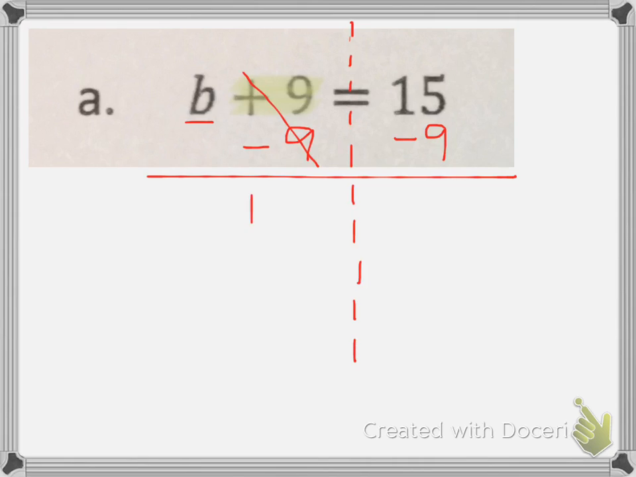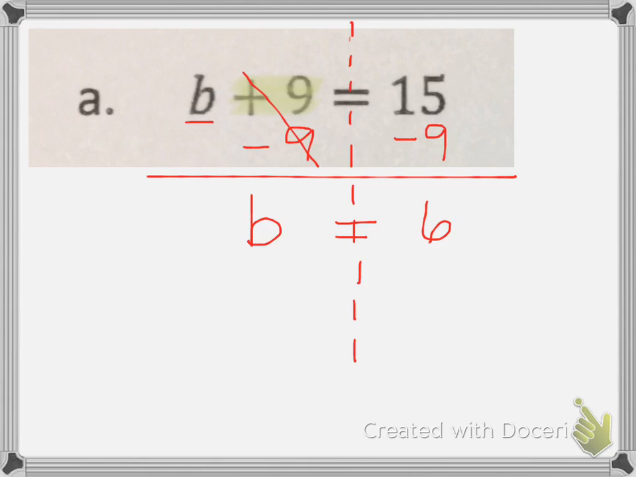So I get B is equal to, and look, B's about to tell me. B's isolated. It's all by itself. It's under the hot lamp. I'm putting the pressure on it. B's going to spill his guts. He's going to tell me exactly what he is. All I have to do is 15 minus 9, which is 6.